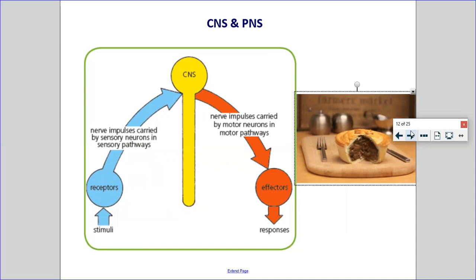So I've got lots of happy memories of pies, and my brain makes the decision that I'm going to eat that pie. So in order to get the pie, I may need to move my muscles. I'll need to move my arms and my hands in order to pick up the pie and stuff it in my face. So that would be the effectors. The muscles would need to receive the signals from my brain, and the response is me stuffing my face.